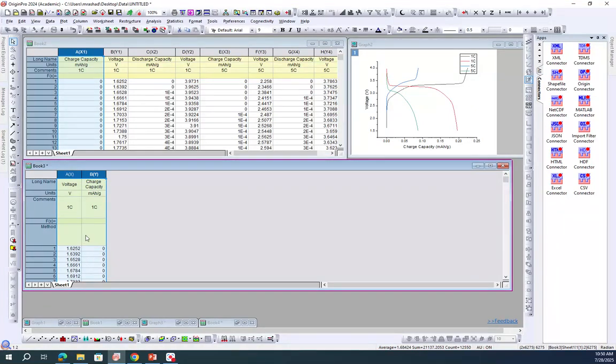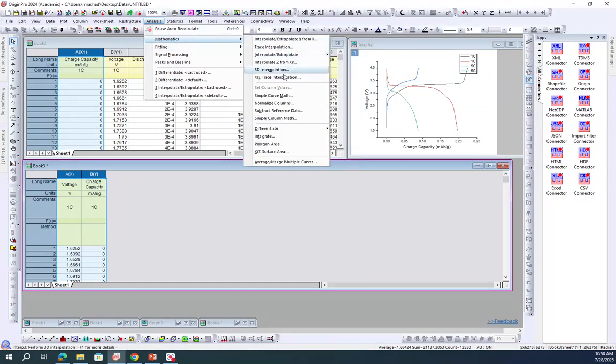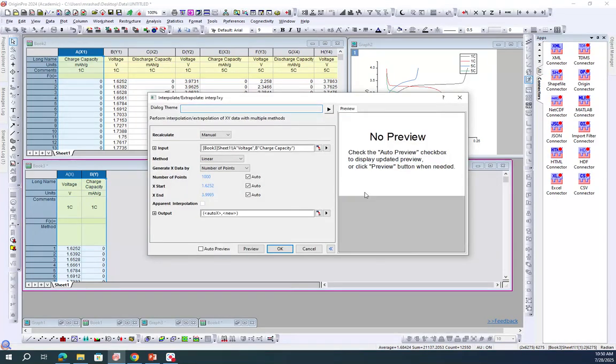So choose the data, go to Analysis, choose Mathematics. You can go directly to Differentiate, but it will not give a very good graph. So in order to get a very smooth curve, first we have to interpolate or extrapolate. Open Dialog, and there are some options which are auto set. If we choose auto, it will also give the differential capacity plot, but that's not good. So I will give it a try.